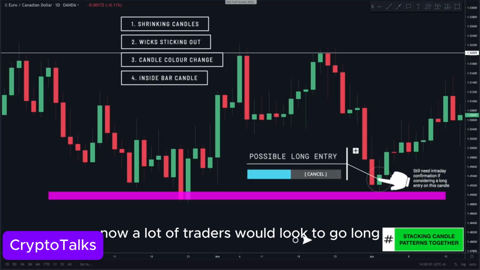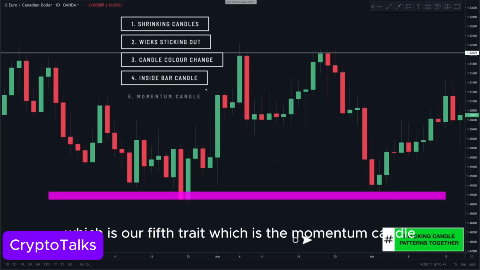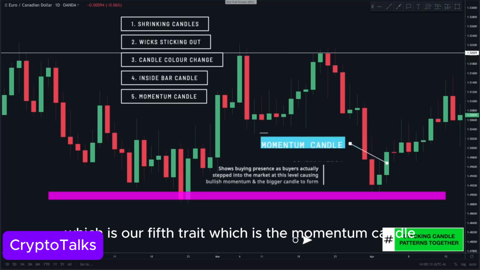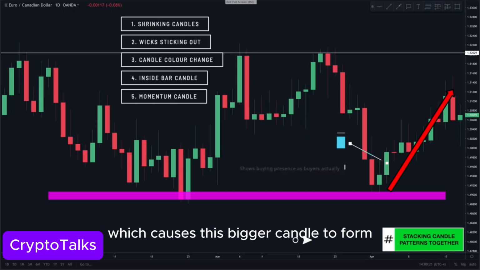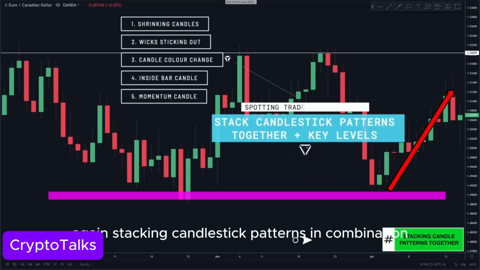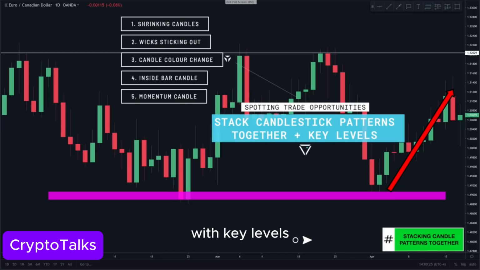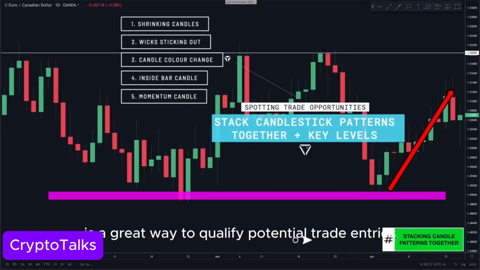Now, a lot of traders would look to go long if they had intraday confirmation. But for more secure traders, there is our fifth trait, which is the momentum candle, as buyers actually stepped into the market, which causes this bigger candle to form. Again, stacking candlestick patterns in combination is a great way to qualify potential trade entries.